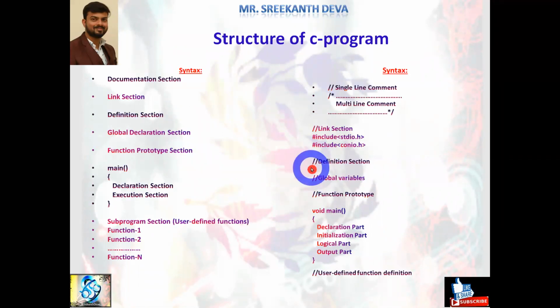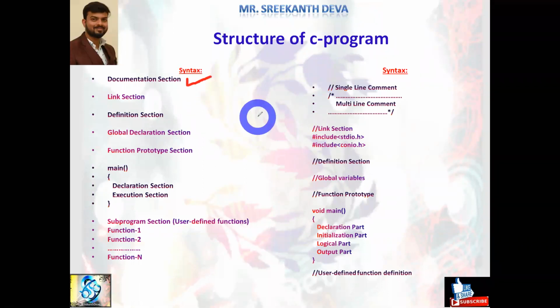What is the structure of a C program? The basic structure of a C program involves several sections. The first section is the documentation section. This documentation section plays a very vital role in any programming language. It consists of single line comments and multi-line comments, represented by a forward slash.